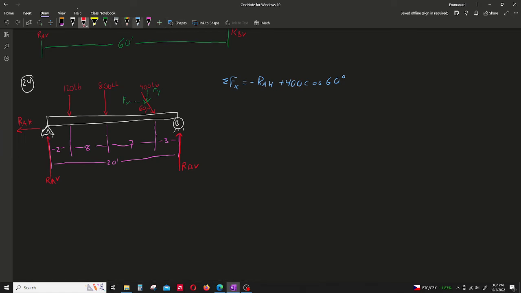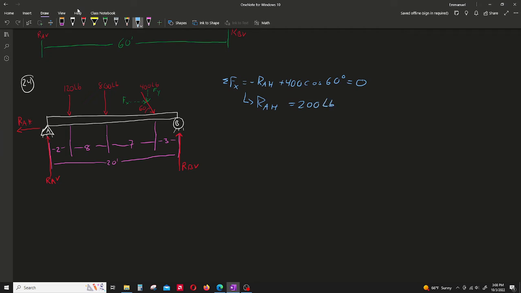That's just a bit of thinking there. You don't know which direction RAH is going; that's kind of guessing. But you know for sure that the force they give you is going to the right. So therefore you can figure out RAH in this case. And this is going to be equal to 0, to make it an equilibrium. Solve for RAH, and this is equal to 200 pounds.